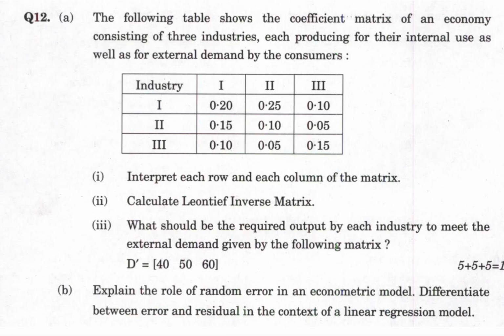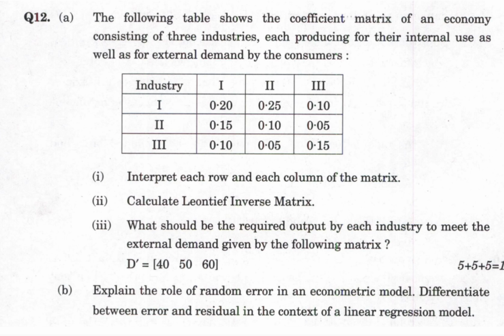Indian Economic Service 2025 General Economics 1 Section C Question 12 Part A. The first subpart states: interpret each row and each column of the matrix. Each column would represent the input used by each industry from other industries to produce 1 unit of output, and each row would represent how much output from one industry is used as an input by all industries.